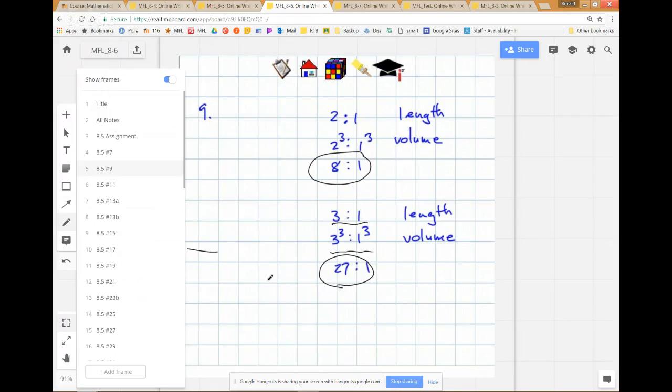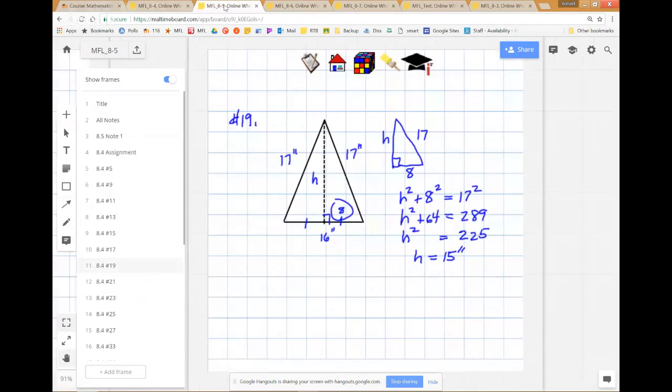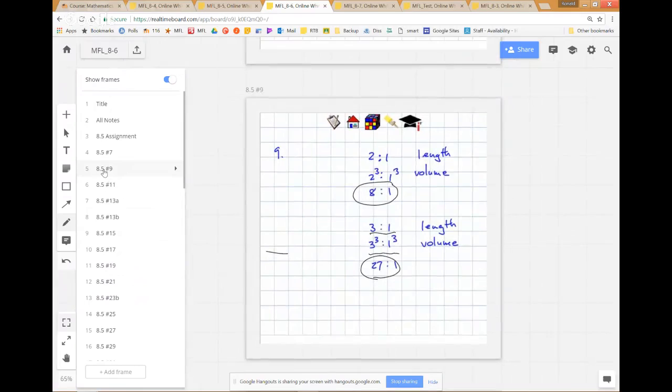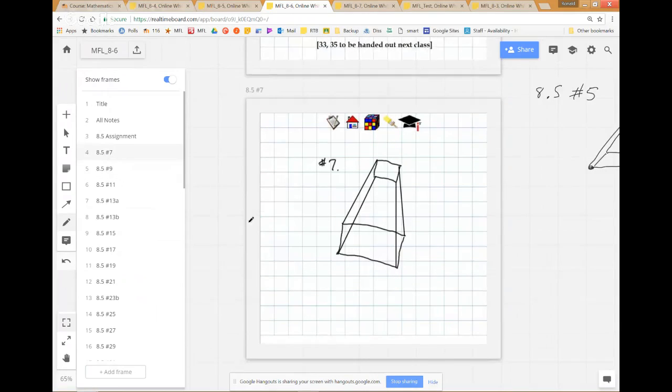Can we look at 8.5, number 5, or number 7? Okay, I think that's what. Did I do that already? Let's see, 8.5, number 5, or number 7? Okay, here's 8.5, number 7. Yeah, 8.5, number 7.